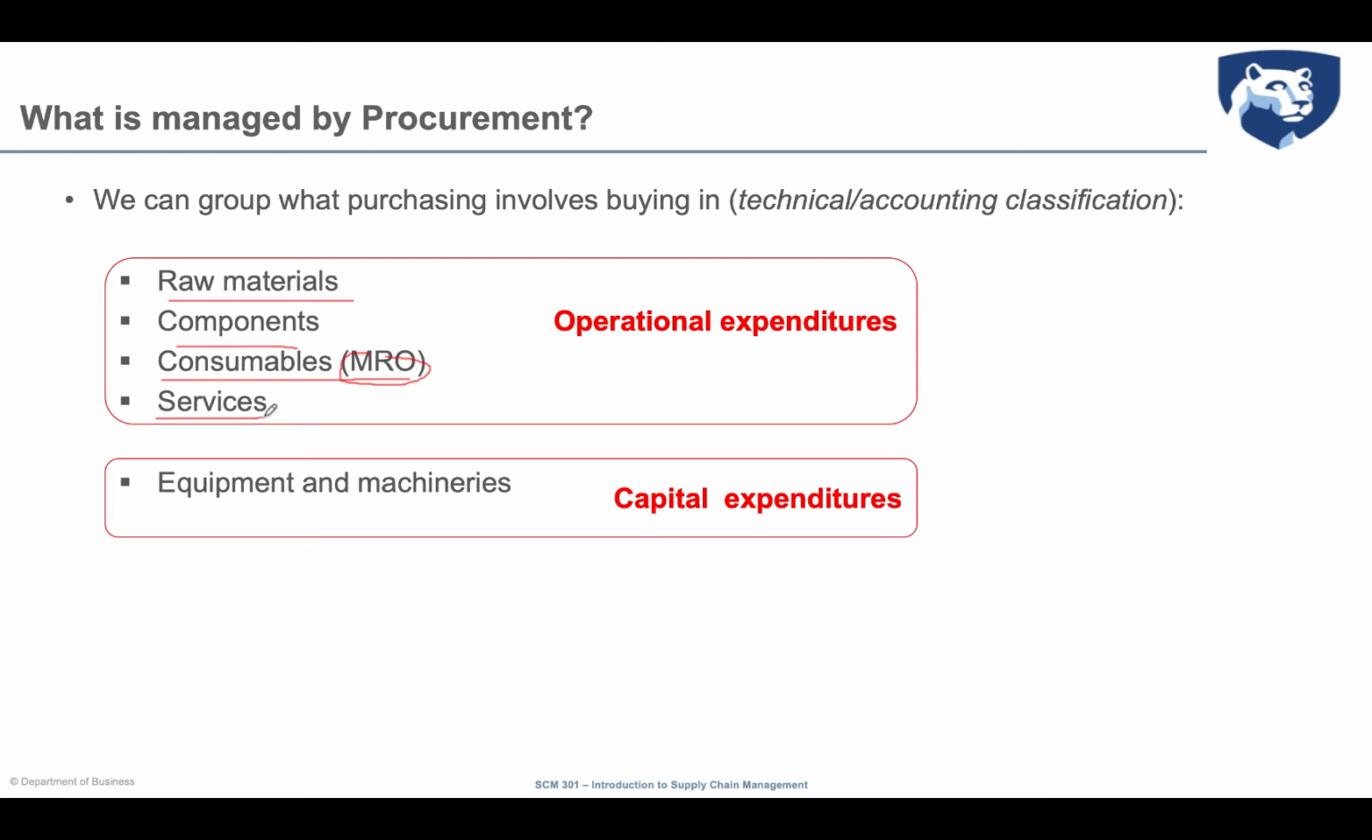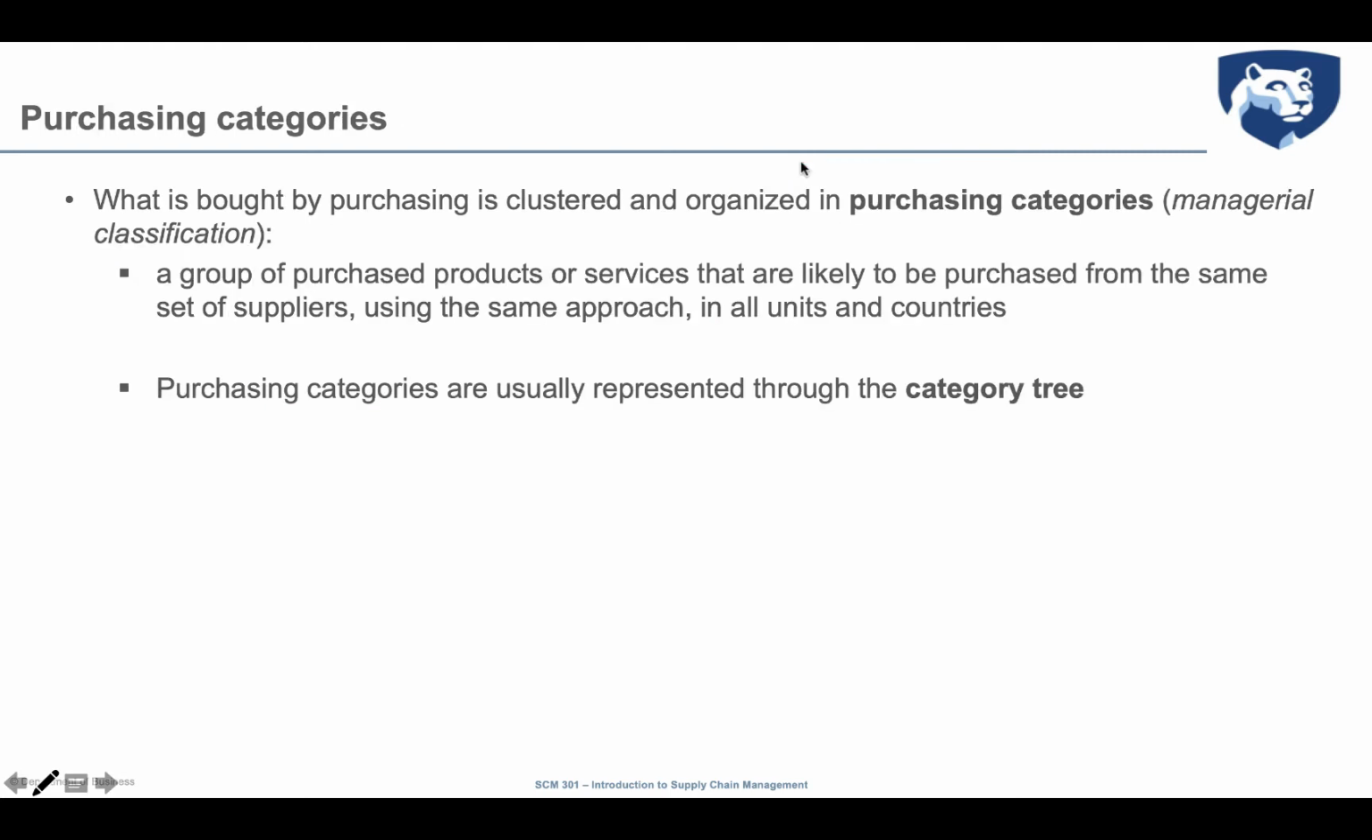Then we have the services, which are all intangible goods that are needed to run a company, compared to the capital expenditure, which includes equipment, machinery, and tools that are needed to support production from a capital and asset perspective. Again, this is called the technical, accounting, or production classification of what is managed by procurement, which is then compared to the managerial classification of what is managed by procurement, which is called purchasing category.